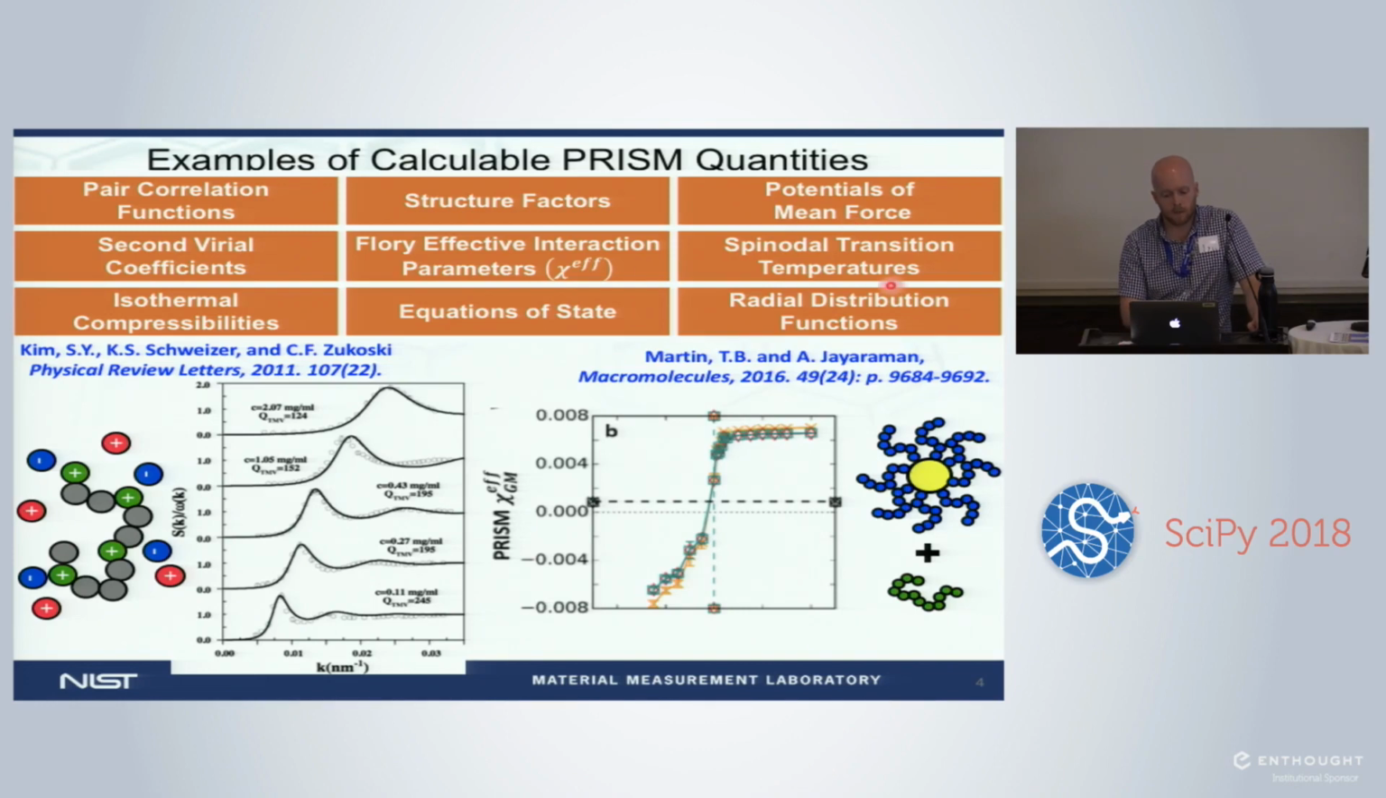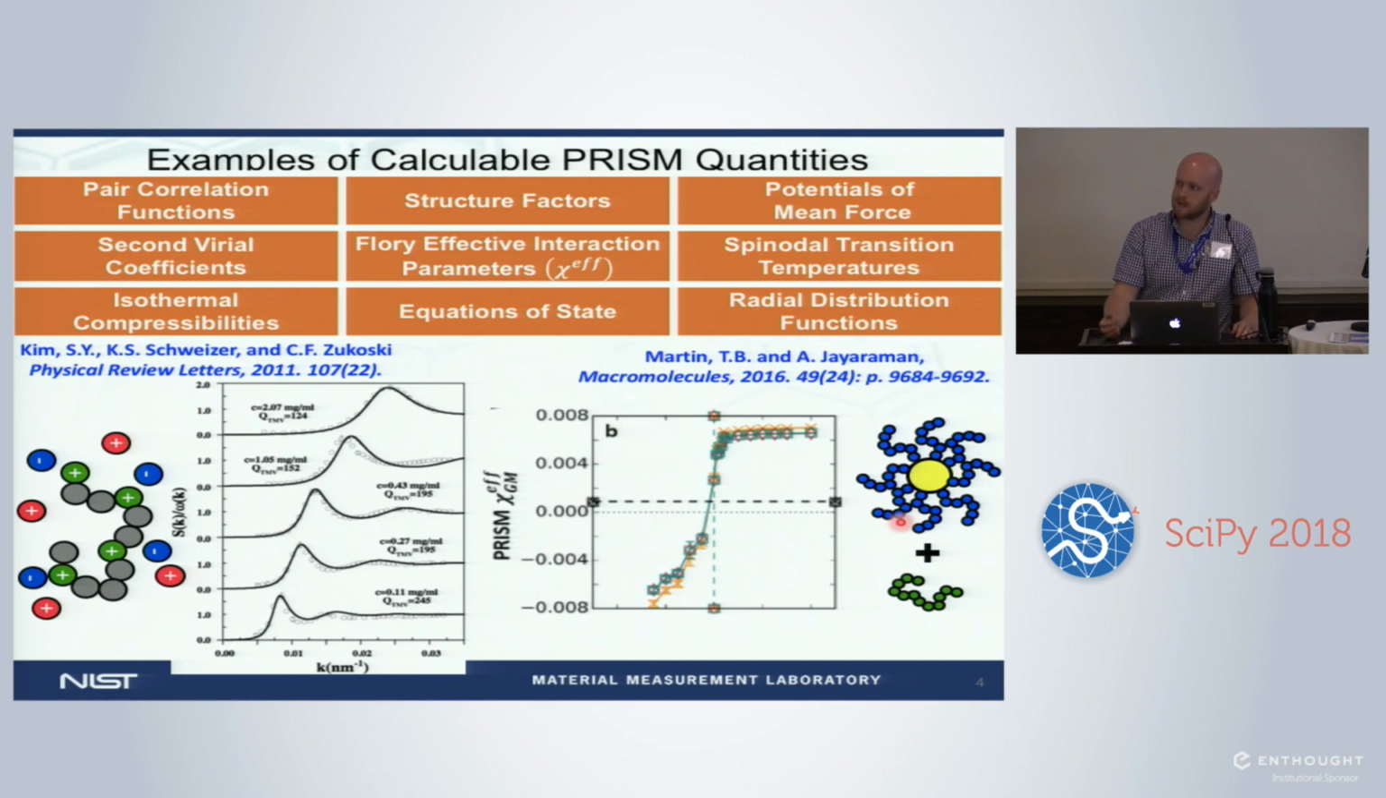We can predict thermodynamic properties such as the potentials of mean force between the various species in our system, second virial coefficients, chi parameters, binodal transition temperatures, equations of state, and so on. And so PRISM theory isn't a theory which just gives you one piece of information. It's a theory which opens the door to a whole host of thermodynamic properties that you can rapidly calculate for your system. I'm showing two examples at the bottom, which I won't go into the details of, but essentially we're predicting the structure factor of a polyelectrolyte system and the chi parameters of this nanocomposite, which has modified filler material as a polymer grafted nanoparticle.